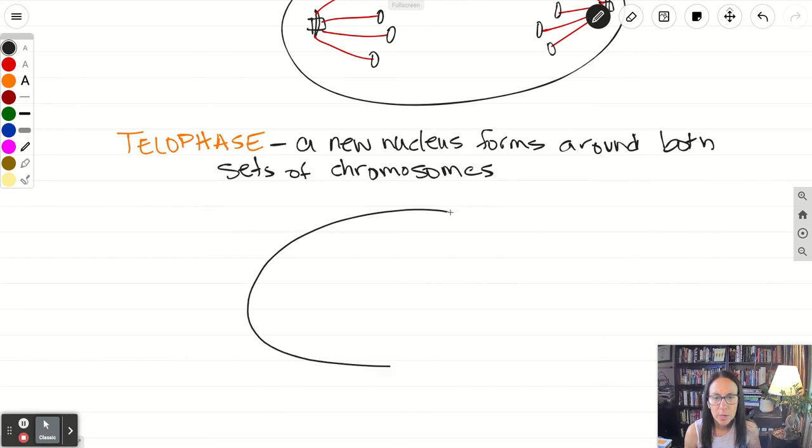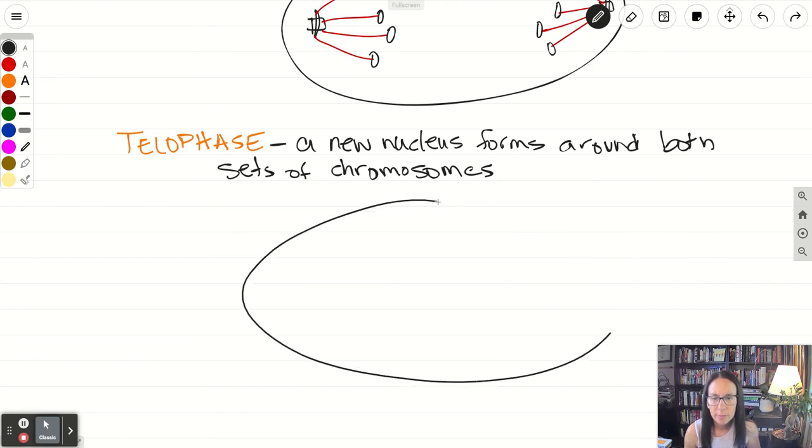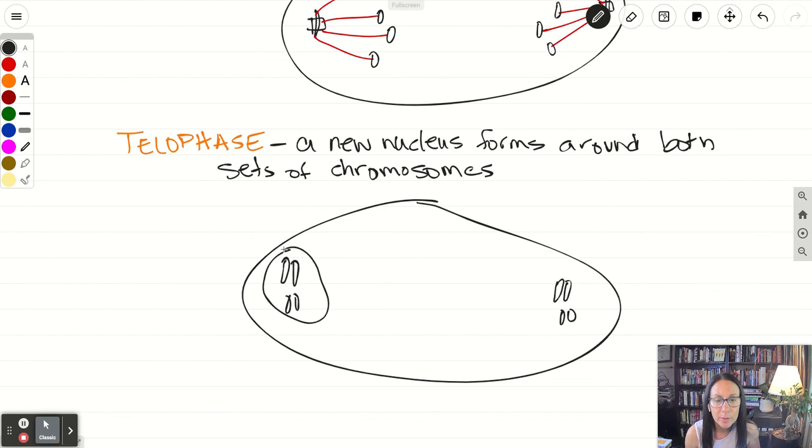So let me draw our cell, okay? And so in this cell, we have 4 chromosomes. Let me make them a little bit leaner. So here's one pair, here's another pair, and then over here we've got one pair, and then here's another pair. And then a new nucleus is going to form around each set. Okay, and so in our cells, we're going to have 23 pairs or 46 chromosomes.